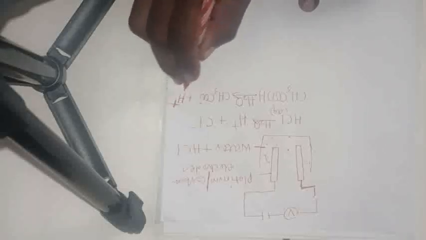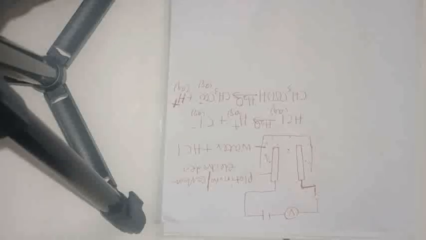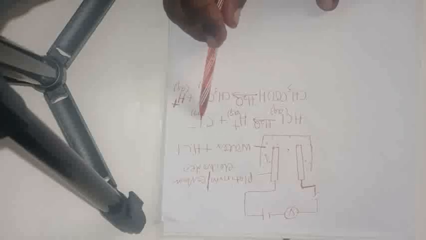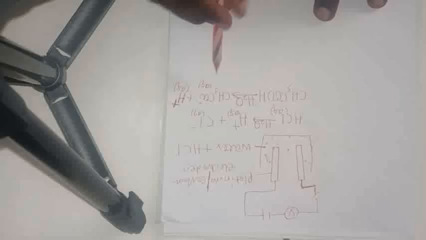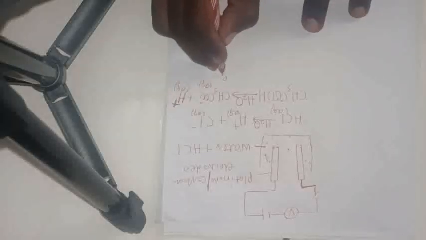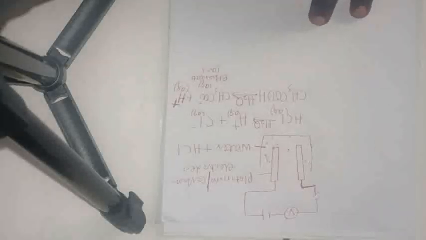So H+ (aq), Cl- (aq), then CH3COO- (aq), H+ (aq). The hydrochloric acid has dissociated in the water to give us hydrogen ions and chloride ions. The ethanoic acid has dissociated in the water as well to give us ethanoate ions and hydrogen ions. You are wondering between these two, which one is a strong acid and which one is a weak acid?